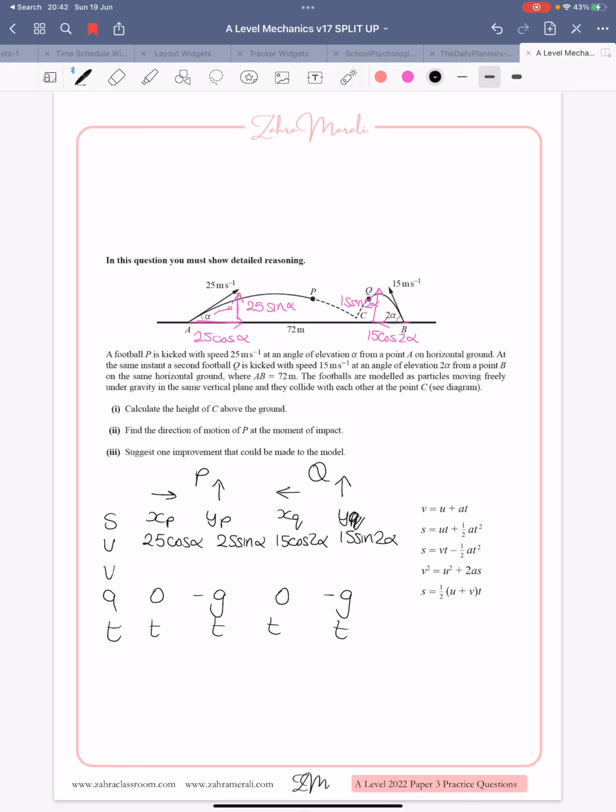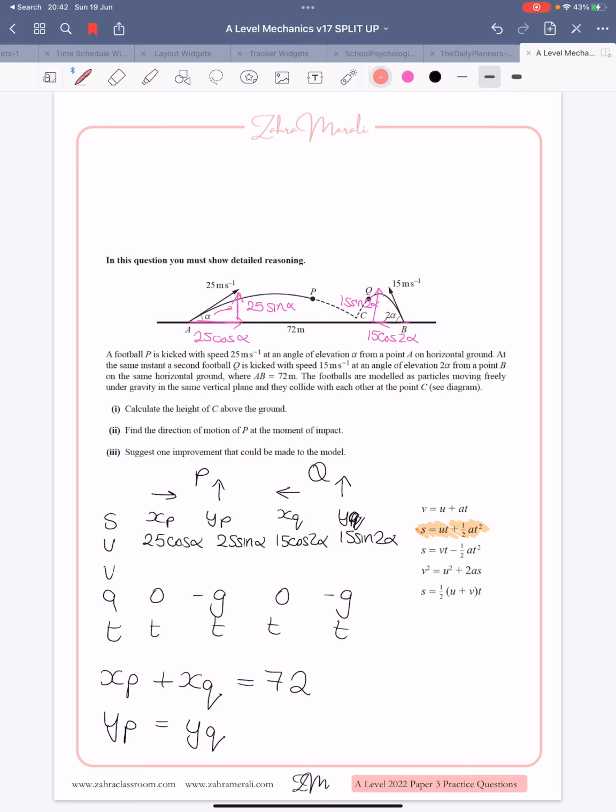Right, now what do I know? I'm told in the question the total distance here is 72. So that means at any given point, XP plus XQ equals 72. And when they meet, I know that YP equals YQ. So now what I'm going to do is use my SUVAT equations there, and I'm going to use this one here to get expressions for XP, XQ, YP, and YQ.